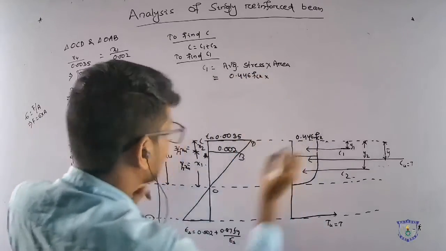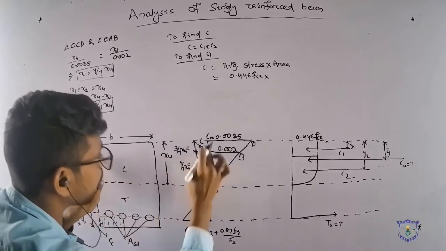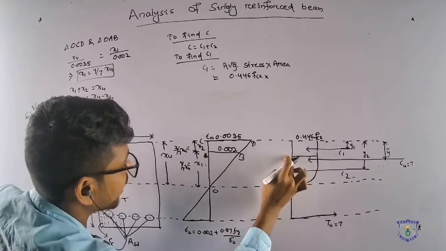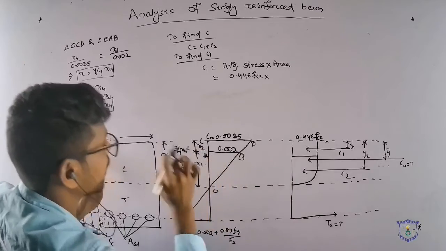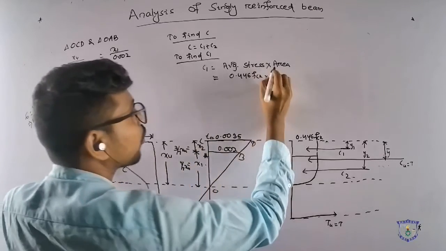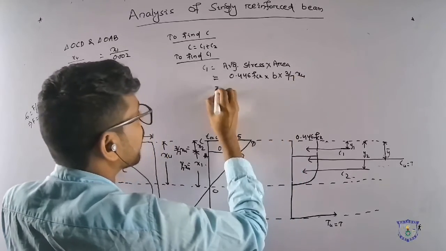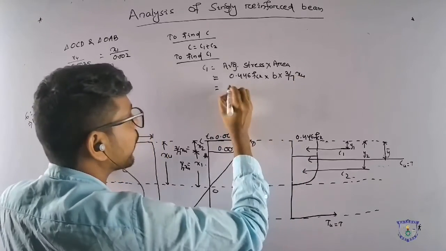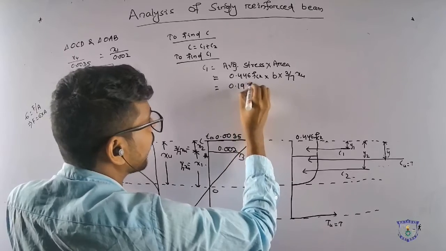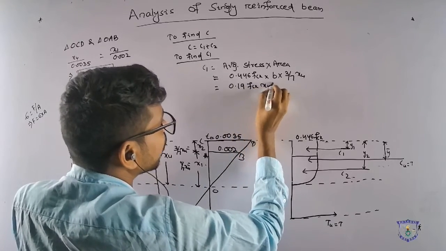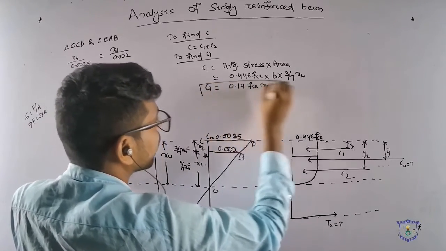What is the area of the rectangle here? B into the distance up to which the rectangle exists, which is the X2 distance. X2 is 3 by 7 XU. So the area is B into 3 by 7 XU. If we calculate it, we get 0.19 FCK XU B. That is the value of C1.